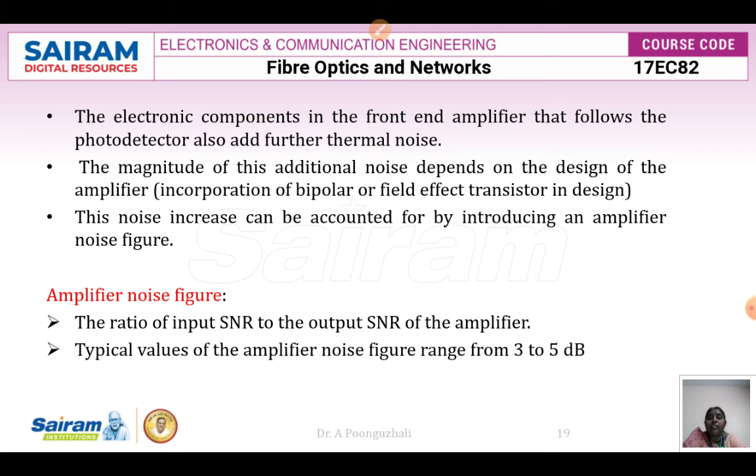The electronic components present in the front end amplifier following the photodetector also add further thermal noise. The magnitude of this additional noise is going to depend on the design of the amplifier. Here we are going to incorporate the bipolar or field effect transistor in the design. The noise increase can be accounted for by introducing an amplifier noise figure. The amplifier noise figure is nothing but the ratio of the input signal to noise ratio to the output signal to noise ratio of the amplifier. The typical values of the amplifier noise figure range from 3 to 5 decibels.